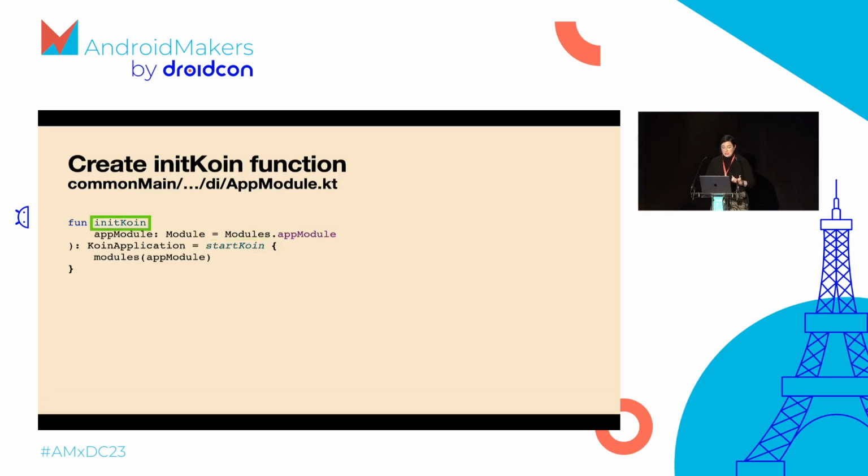So here we define this function called initKoin that we're going to be calling from the right parts of our application. Here we either pass in an argument with app module, or we default to something else. We default to the modules we created before. And in this way, we can either use our real dependencies or some test dependencies.